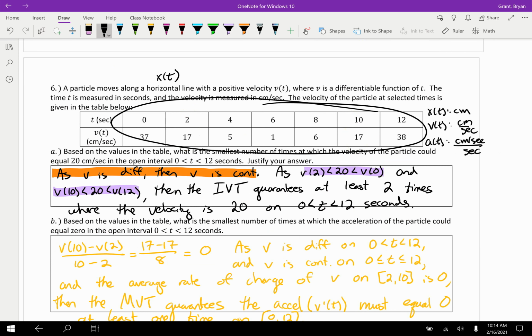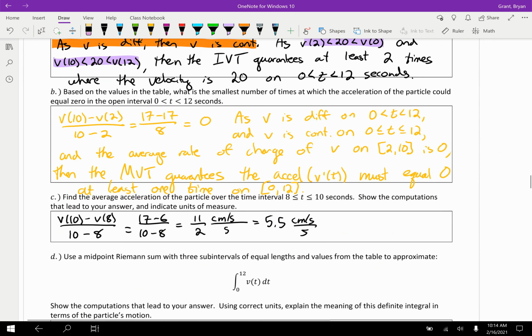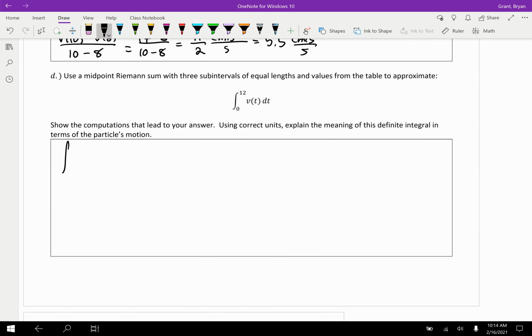And so what I'm actually going to do is graph this. I think as soon as I graph it, you're going to very easily identify the important intervals that you'll need. But what are we trying to do here? We're trying to integrate from 0 to 12 of v of t dt, and we're going to approximate this.